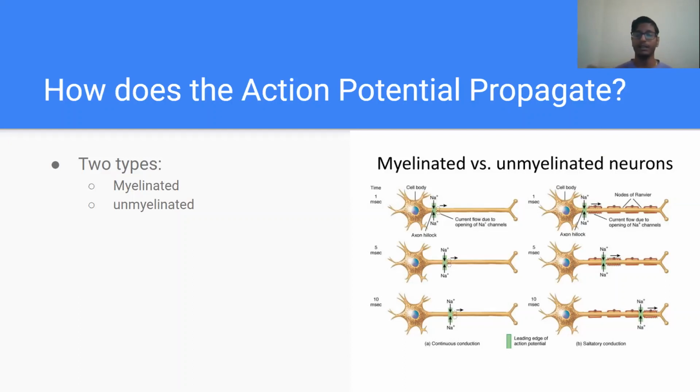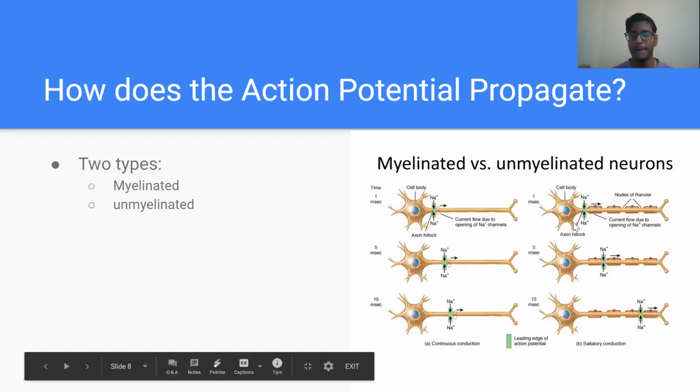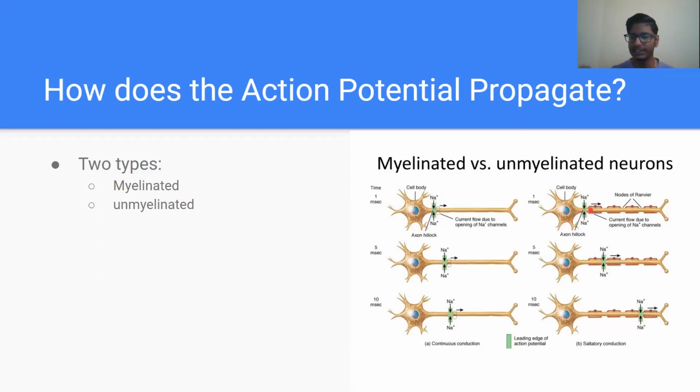And so in myelinated neurons, the action potential that's created, which is shown here, instead of traveling through the axon and through these myelinated areas, jumps over the myelinated area into the nodes of Ranvier. And so instead of going through the entire axon, it's effectively skipping down the axon, which makes it faster.